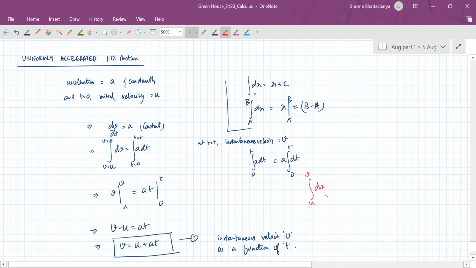So basically just think of it like this integral here, but x is replaced with v, the lower limit a is replaced with the symbol u, and the upper limit b is also replaced with the symbol v. Yes.